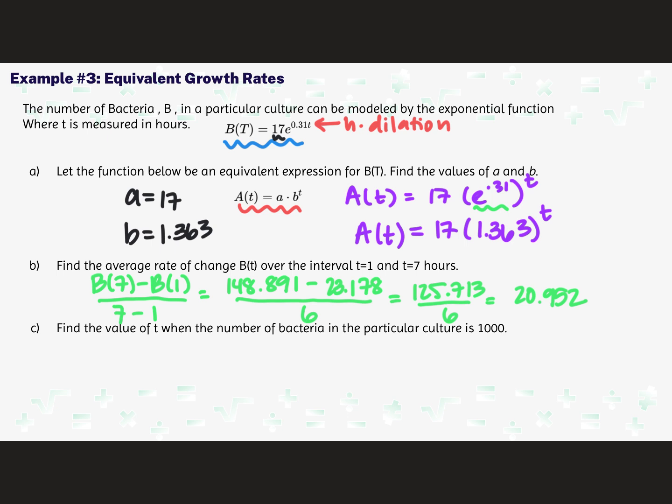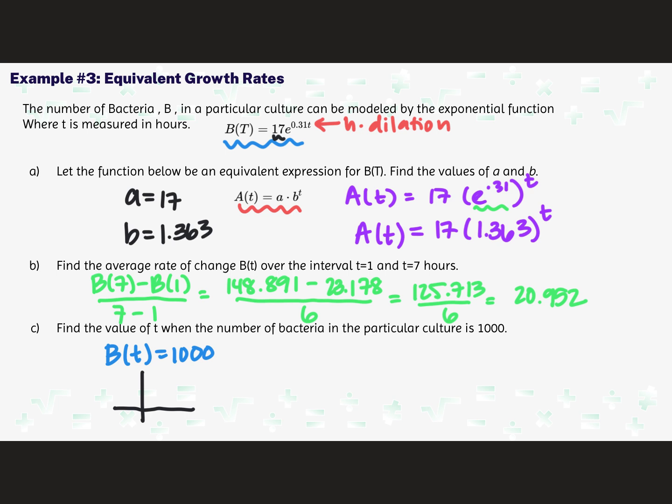Last one here, it says find a value of t when the number of bacteria in the particular culture is 1,000 exactly. So we're trying to solve where B of t is equal to 1,000. Right now we don't have a way to algebraically solve this. We will soon when we talk about logarithms, but until then we are going to use the graphing feature on our calculator. We're going to graph this exponential function B of t, and then we're also going to graph the line y equals 1,000.